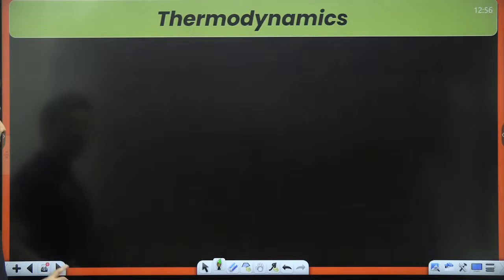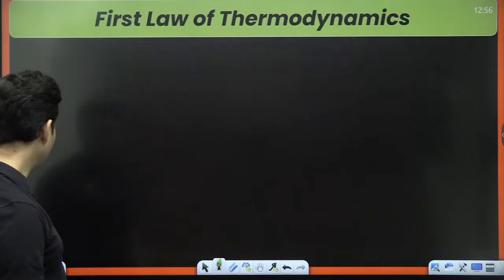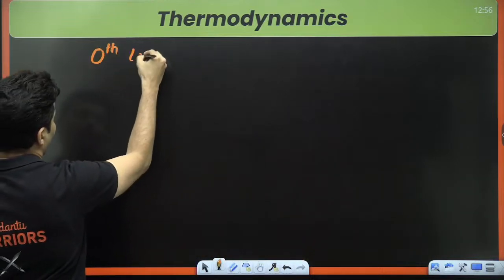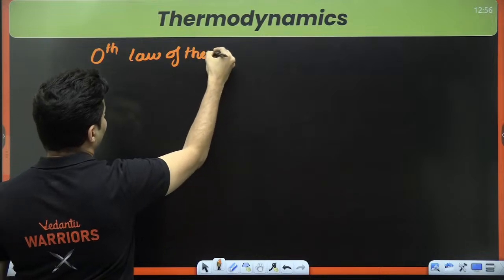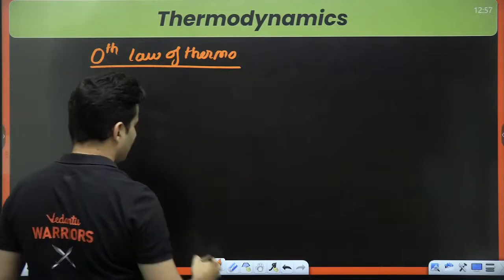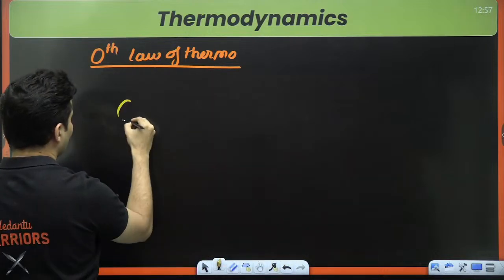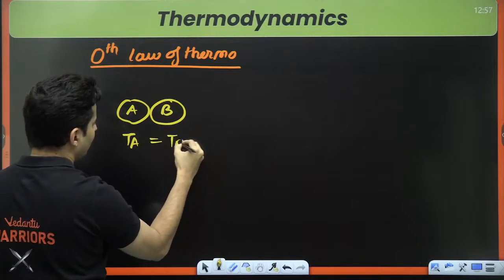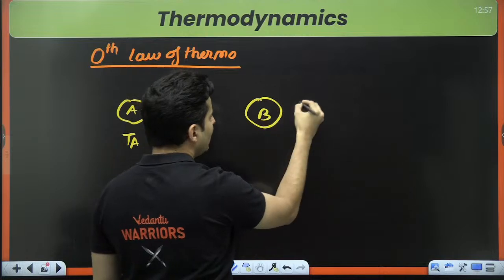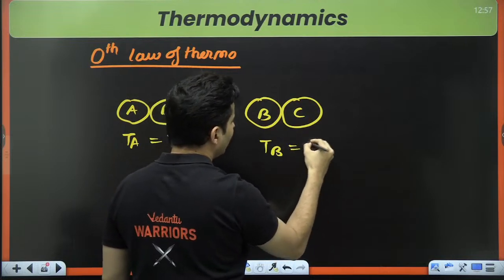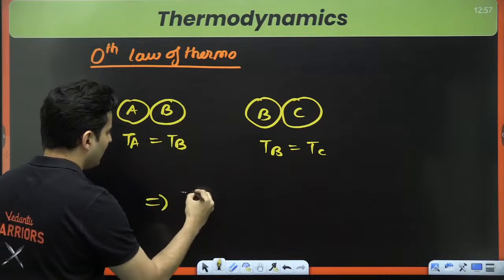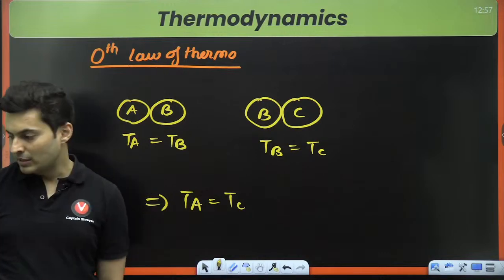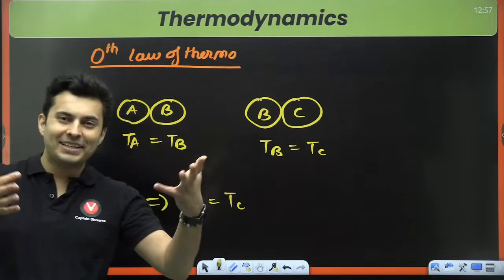Cool. So let's start with thermodynamics, the first law, and then you also have the zeroth law. First, let me tell you about the zeroth law, which everybody must be knowing. If A and B are in thermal equilibrium, that means their temperatures are the same, and B and C are also in thermal equilibrium, then A and C, even without touching, will be in thermal equilibrium. That's all. That's the zeroth law.